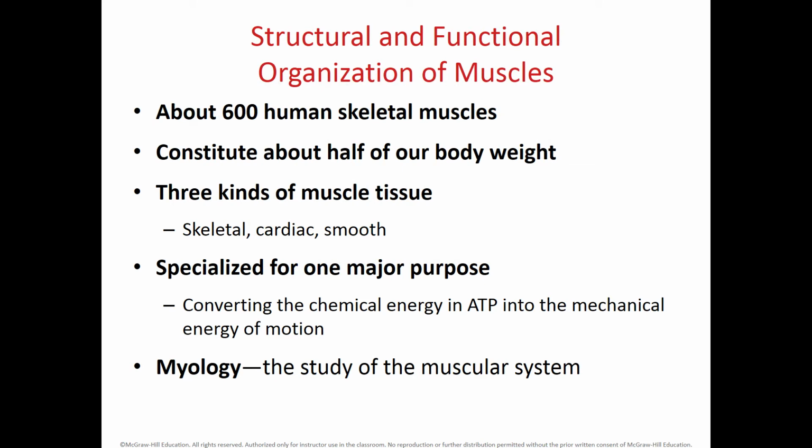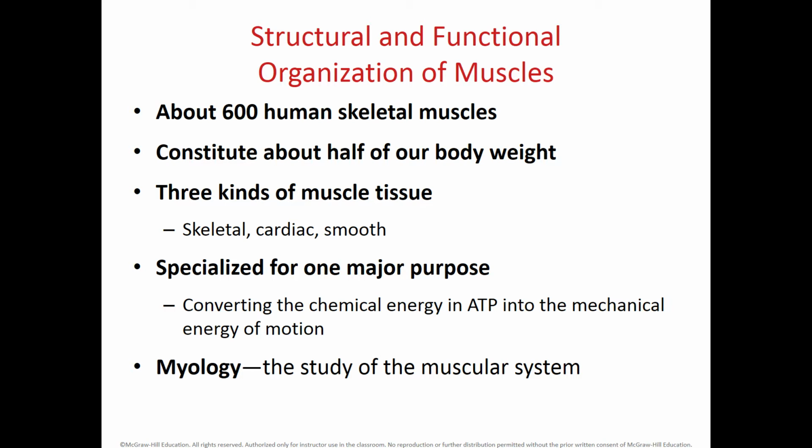So we have many muscles in our body. We have around 600 muscles, and as we said before, they constitute half of our body weight, and these 600 are skeletal muscles.